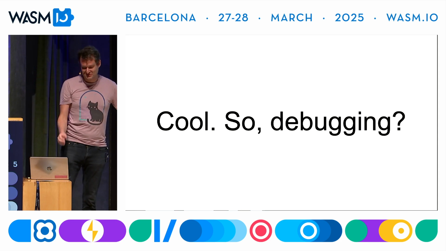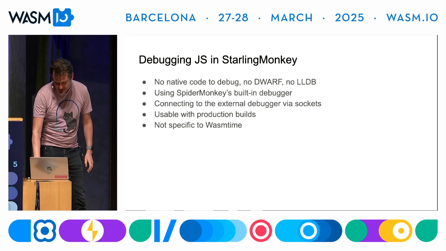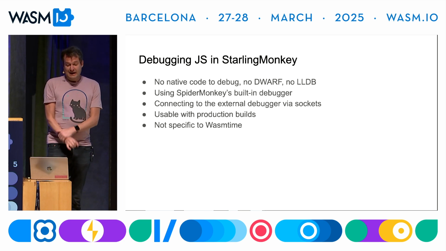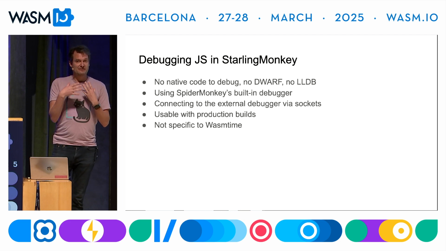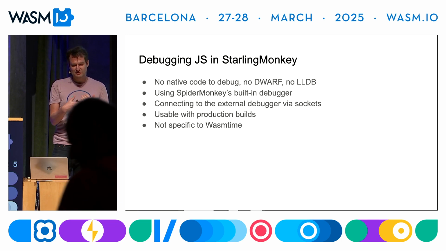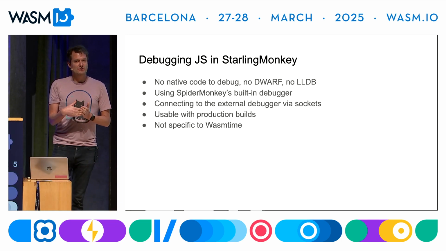Debugging. I didn't really talk about debugging here so far. As I mentioned, it's very different in that we don't have native code. We're actively not interested at all in debugging the WebAssembly bytecode. In building StarlingMonkey, we are, but in using StarlingMonkey, you don't want to look at the bytecode. And that means DWARF doesn't help you, LLDB doesn't help you, all of this.